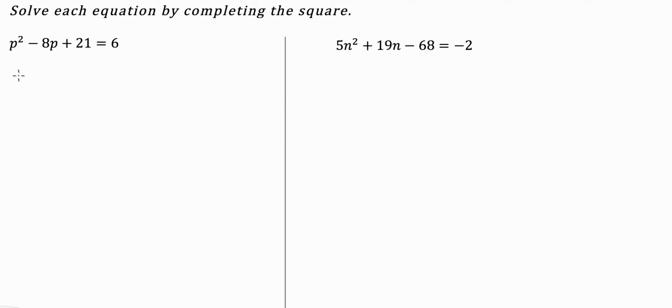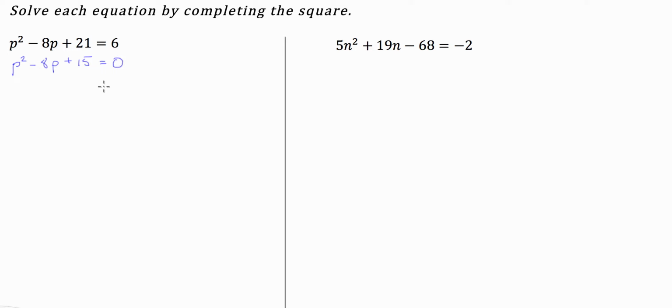So completing the square, the first thing we need to do is make sure that this equation equals 0. So we have to bring all of our terms over here. We're going to make this p squared minus 8p plus 21 take 6 is 15, and that has to equal 0.